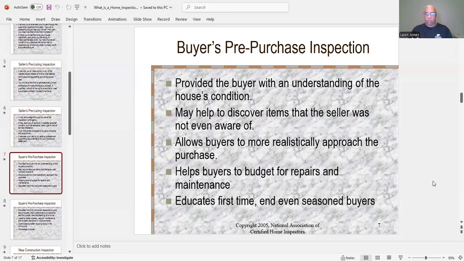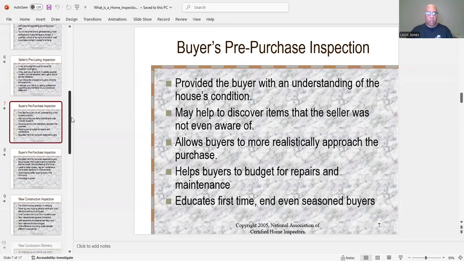Now, with this inspection, the buyer gets an understanding of the residential condition. It may help to discover items that the seller was not even aware of. It also allows the buyers to more realistically approach the purchase. It helps buyers to budget for repairs and maintenance. It educates first-time and even seasoned buyers.